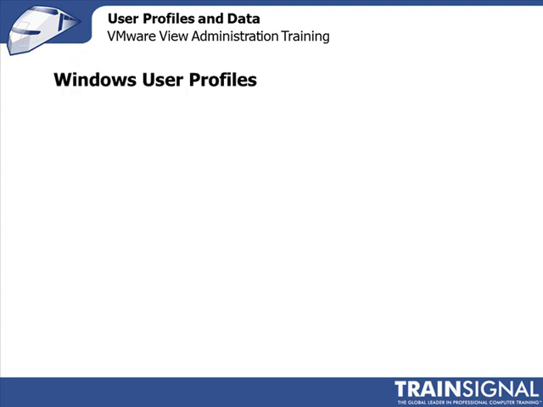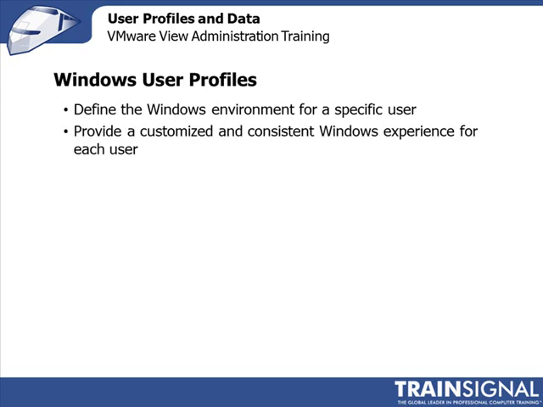The Windows user profile is important because it defines the Windows environment for a specific user. This includes many things, including files and UI personalization. So it provides a customized and consistent environment for the user every time they log in, even if other people are using that same machine. That user will always see the same desktop and window settings that they configured.